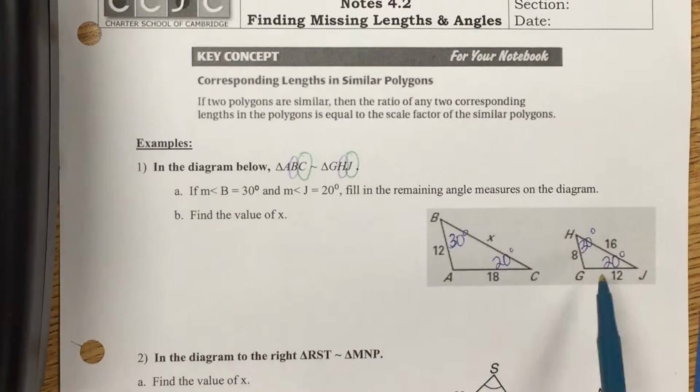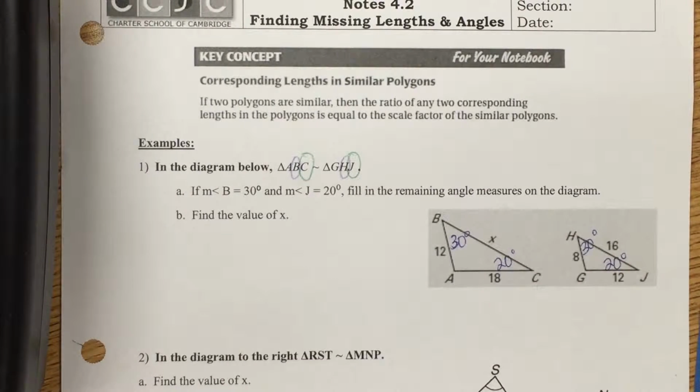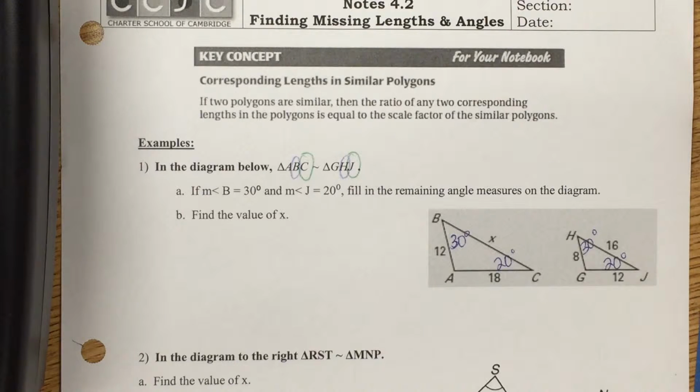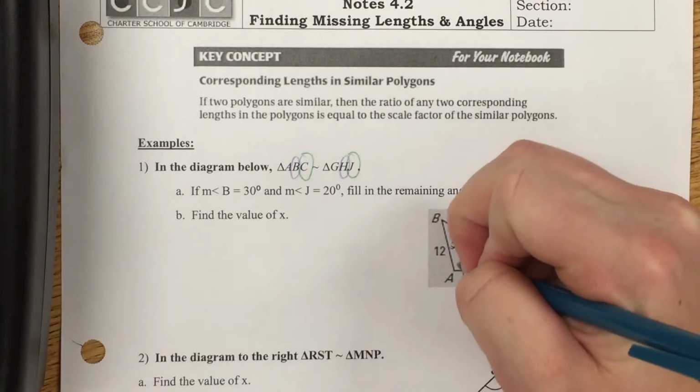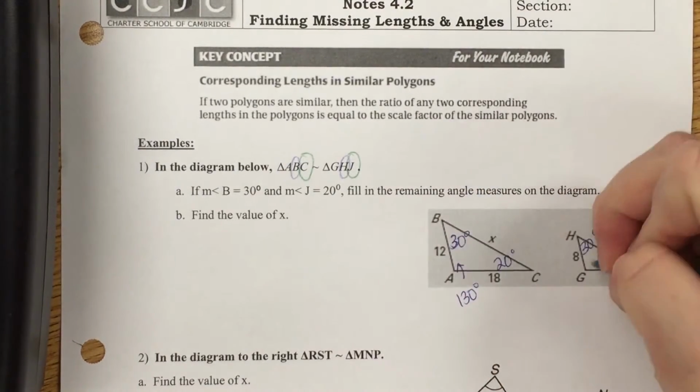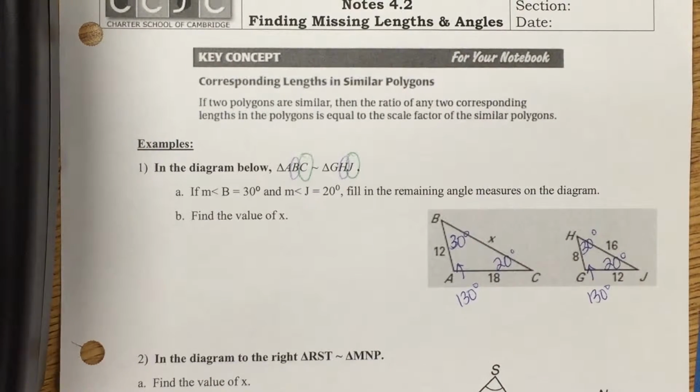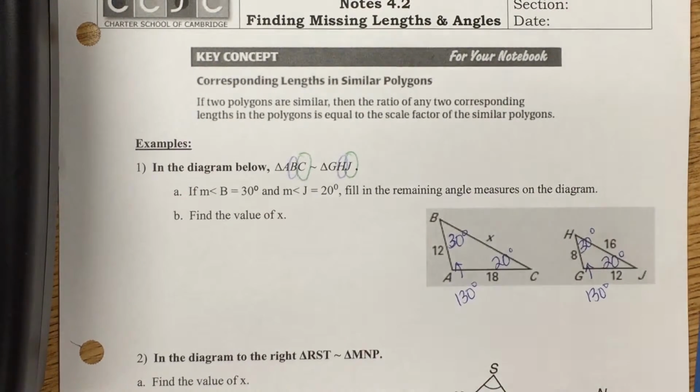And then we know that angle A and angle G have to correspond, so they have to be congruent. And we also know that the angles in a triangle add up to 180 degrees. So 30 plus 20 is 50. Subtract that from 180, and we get 130 for angle A and angle G. So make sure that you have those labeled on your diagram.